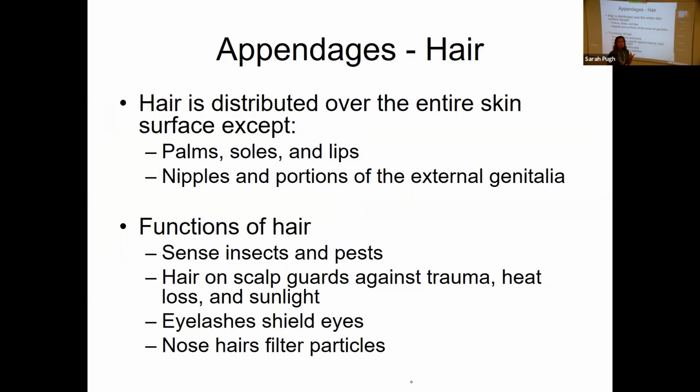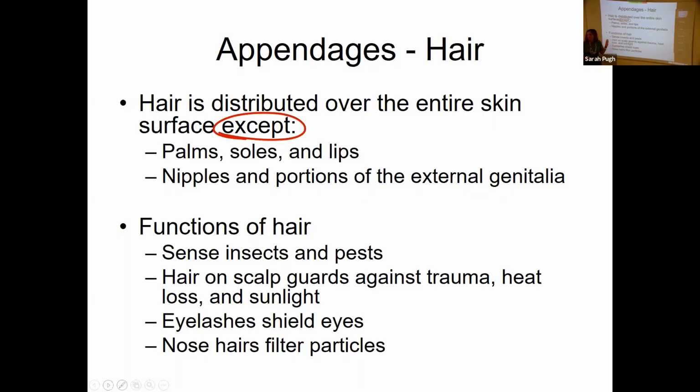Now, other than our oil glands, we do have a couple of other appendages, accessories to our skin that I want to mention, like hair. So we have hair pretty much all over the surface of our bodies, except there's none on your palms, none on the soles of your feet, and none on your lips. And then also you do not have hair on your nipples or on portions of the external genitalia. So those are the areas where you would not have hair. Everywhere else is fair game, right? Like our face, our arms, our legs.